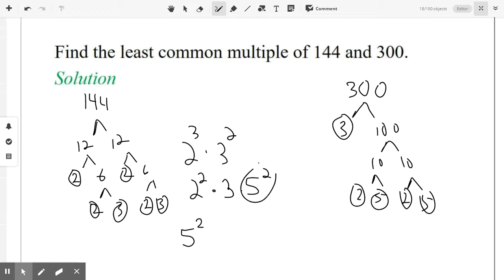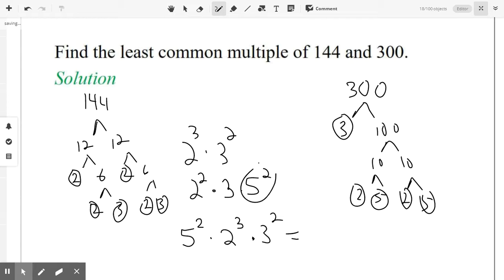I use all factors that show up. So 5 is a factor. I have to use it. All right. Now, the other ones, for the factors that show up in both. Well, for greatest common factor, I would use the smaller amount. For least common multiple, I do the opposite and I use the larger amount. So 2 shows up in both. I'm going to use the larger amount, 2 to the third. 3 shows up in both. I'm going to use the larger amount of 3 squared.